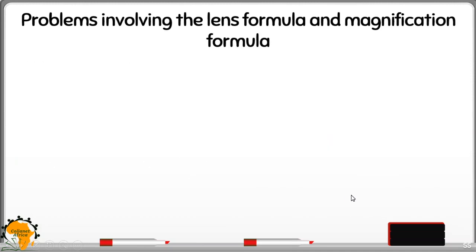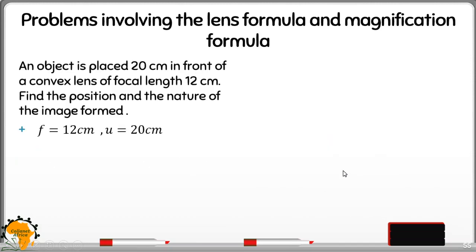We move to the next question. An object is placed 20 centimeter in front of a convex lens of focal length 12. Find the position and the nature of the image formed. Again, we start by writing the values that are given. F is equals to 12 centimeter. U is equals to 20. So we write our lens formula and then we substitute the values.